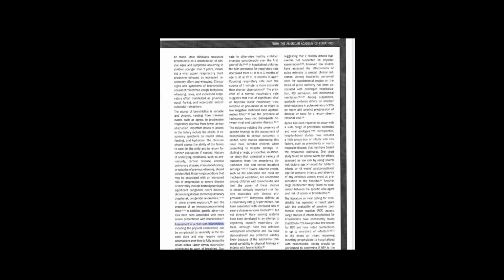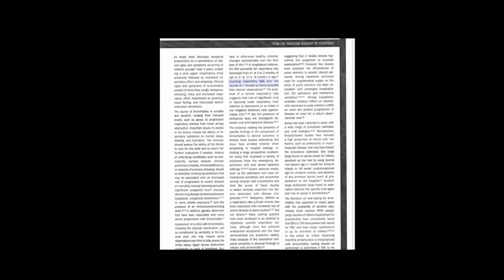Assessment of a child with bronchiolitis, including the physical examination, can be complicated by variability in the disease state and may require serial observations over time to fully assess the child's status. Upper airway obstruction contributes to work of breathing. Suctioning and positioning may decrease the work of breathing and improve the quality of the examination. Respiratory rate in otherwise healthy children changes considerably over the first year of life. In hospitalized children, the 50th percentile for respiratory rate decreased from 41 at 0 to 3 months of age to 31 at 12 to 18 months of age.